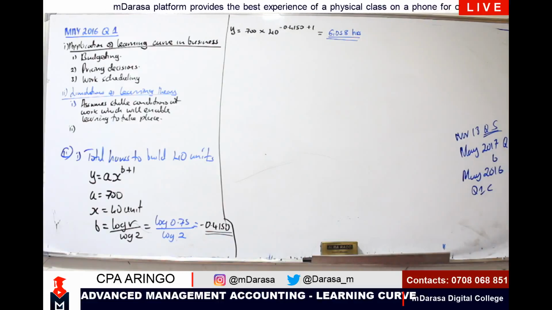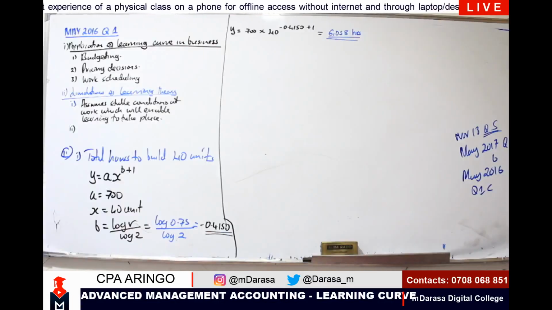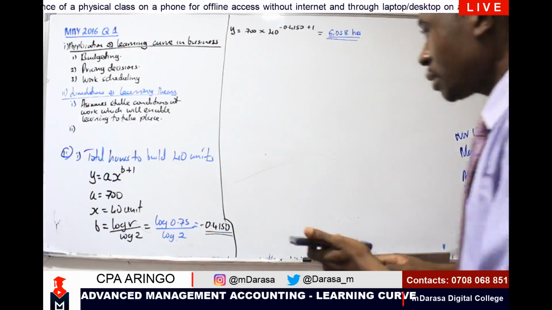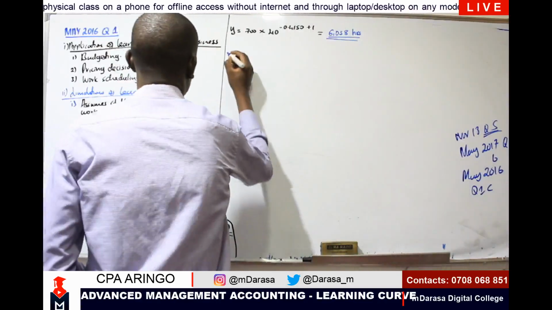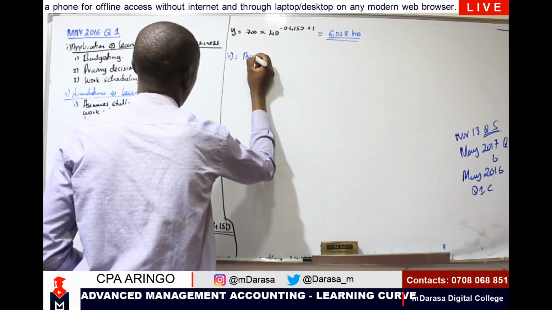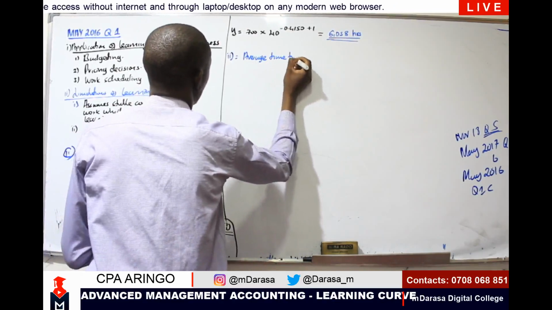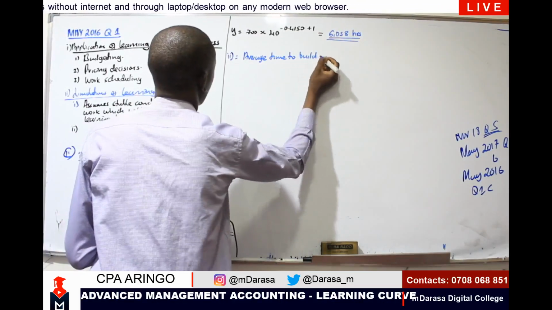Second part of the question, what are we told now? The average time to build each of the 40 units. So, part 2 here, the examiner wants us to determine the average time to build 40 units.